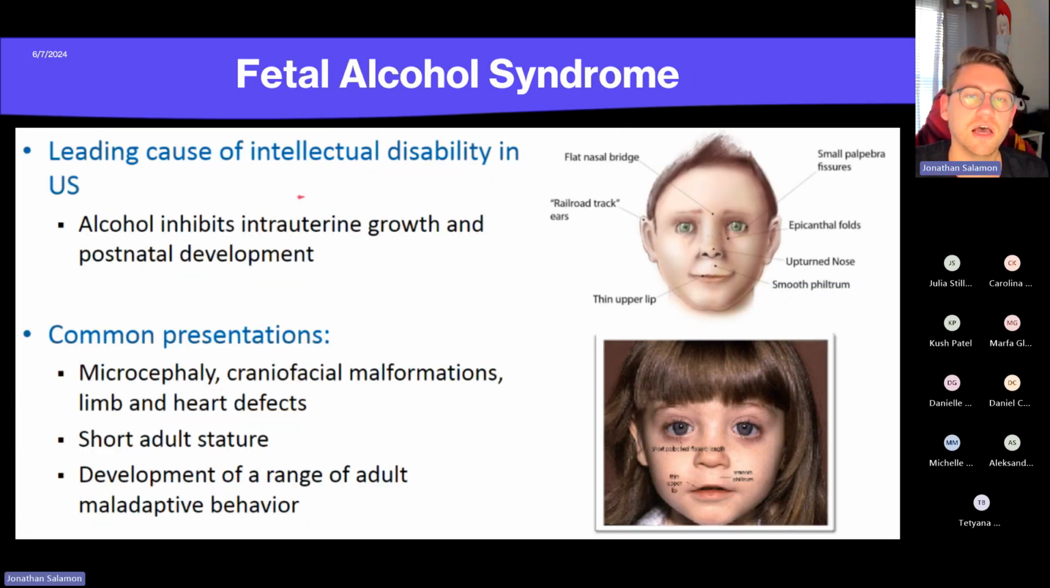Fetal alcohol syndrome. Personally, I thought this was Fragile X, but maybe Fragile X is the most common genetic, inherited intellectual disability. But my mom's a special needs teacher, and a lot of her kids have fetal alcohol syndrome, so I believe this. A lot of times when they give this away, thin upper lip, smooth philtrum, fetal alcohol syndrome, right? Microcephaly, craniofacial malformations. There's a lot. Short adult stature. A lot of different diseases have this. But smooth philtrum and thin upper lip, that is the only thing I can think of that causes fetal alcohol syndrome.